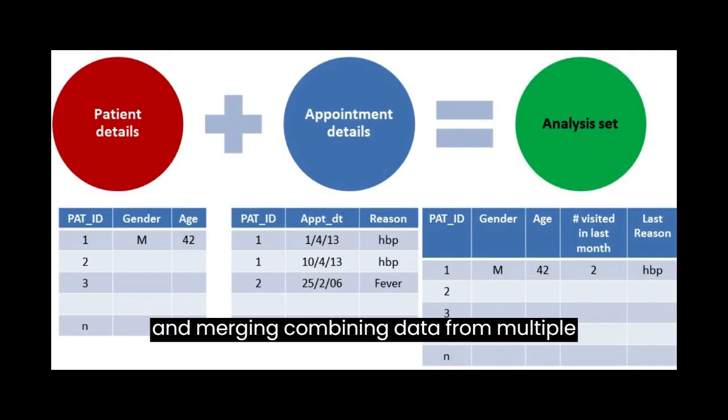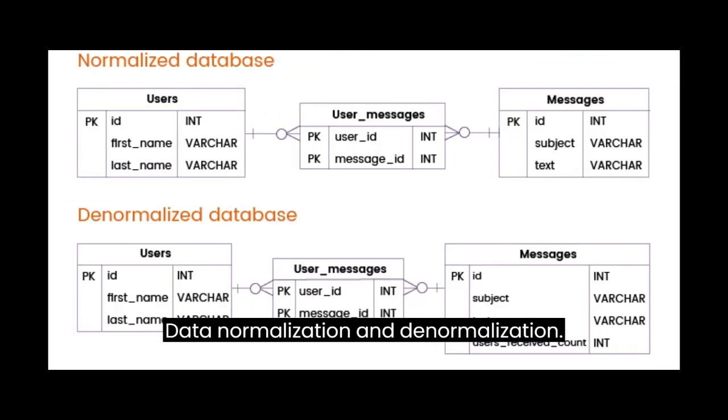Data joining and merging. Combining data from multiple sources is a common transformation task. Engineers use techniques like SQL joins or merging operations in Python or other programming languages to combine datasets based on common keys or attributes. Data normalization and denormalization. Normalization involves organizing data into a structured format with minimal redundancy, while denormalization combines normalized data into a more accessible form for analysis. The choice between normalization and denormalization depends on the specific use case and database design.